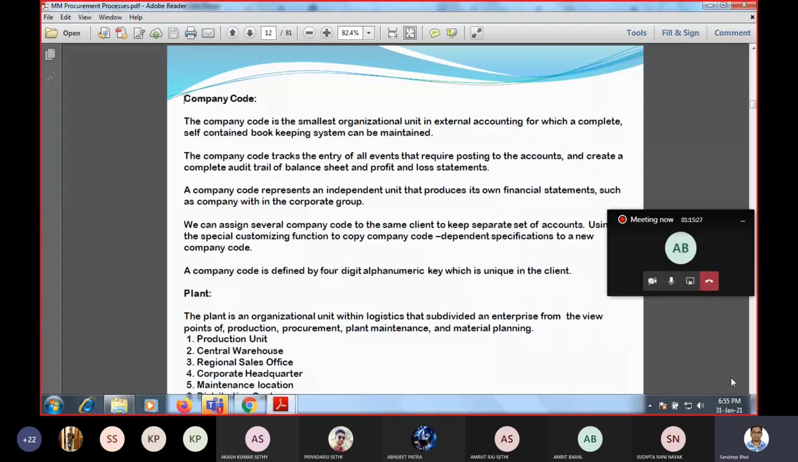Now, under a single client, as I told you, there are different companies. So how will we represent the company code? That is what we need to see here.